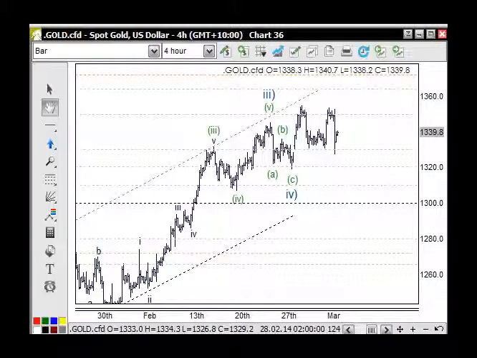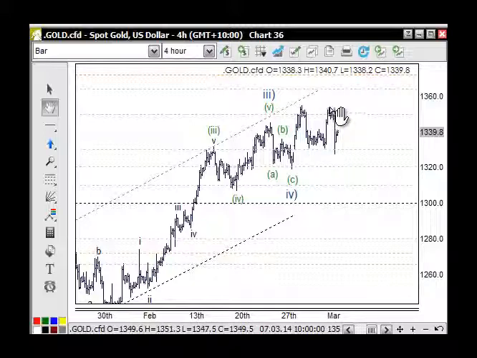Welcome to the commodity section, and here we're looking at gold. Now I'm a little bit confused about the wave count, so I'm a little bit unsure about the situation. But what we do know is that we've had a strong trend here, and we can see that it's starting to creep through here.